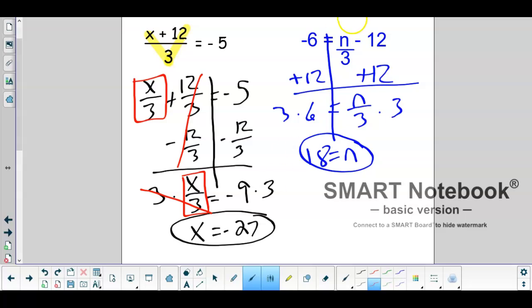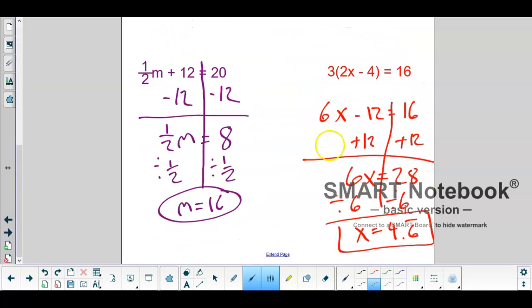As far as the one on the top right, -6 equals n divided by 3 minus 12. Well, this problem was already broken into the right pieces for me, so all I had to do was use my inverse operations to solve for n. The opposite of -12 would be to add 12 to both sides. -6 plus 12 equals +6. 6 equals n divided by 3. Again, if I'm trying to get this n by itself, the opposite of it being divided by 3 would be to multiply by 3. So 3 times 6, 18. 18 equals n.